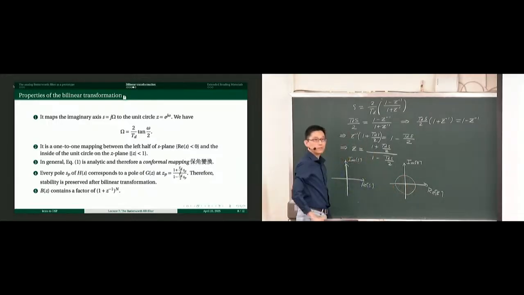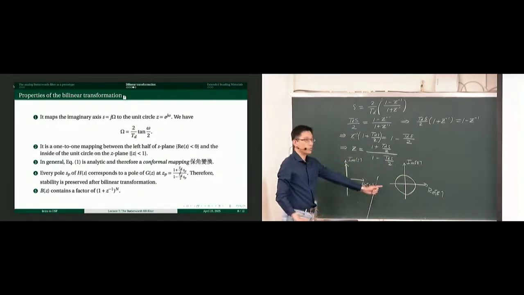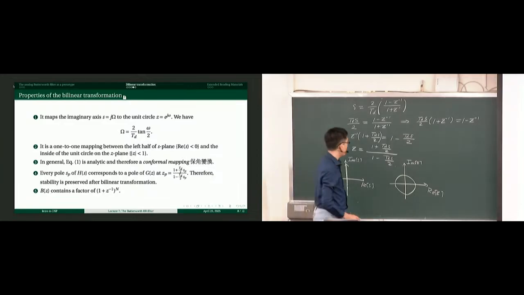Actually, the unit circle. Have we shown that? Is it part of your homework? I forgot, but it's rather easy to show. You just need to show that. But that's a result: the imaginary axis is mapped to the unit circle. That's property one.